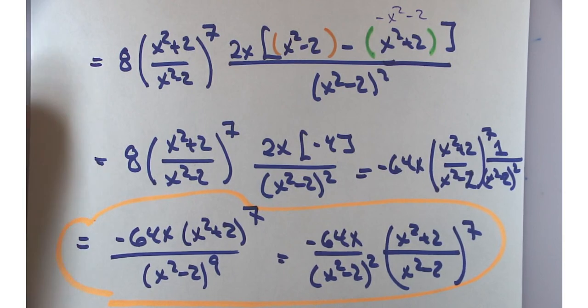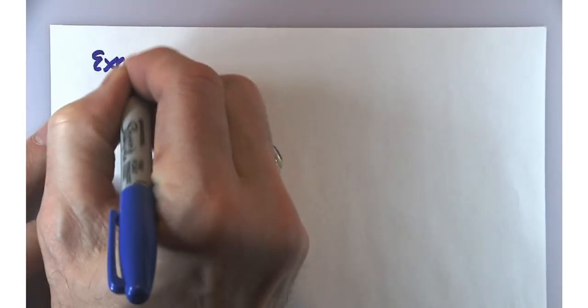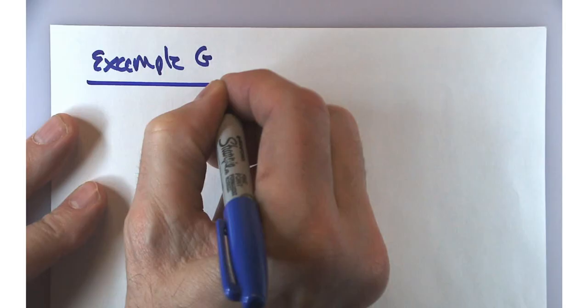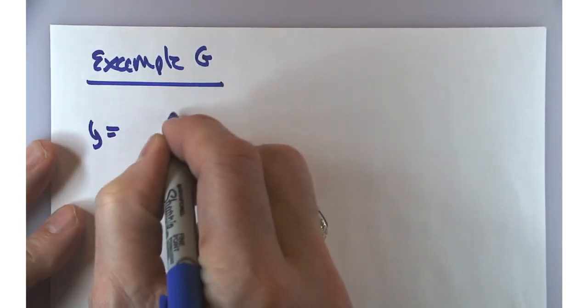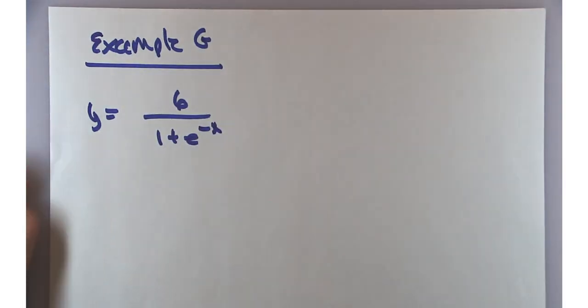Okay. Let's try example G. So example G. Y equals 6 over 1 plus e to the negative x. As it stands, what rule would you have to use in order to differentiate this?